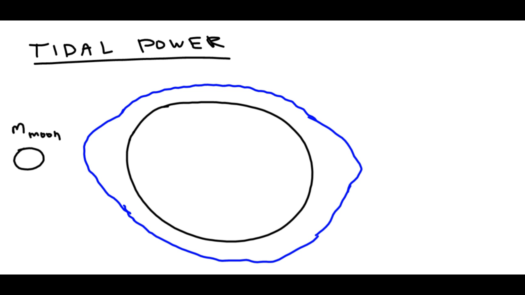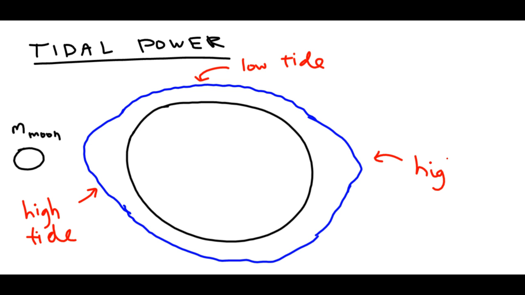This is what the tides are. It's the bulging of the ocean due to the gravitational force of the moon. And this we call high tide because the water is higher in its height. And this is low tide, right? And again, this would be high. And down here, we have low.